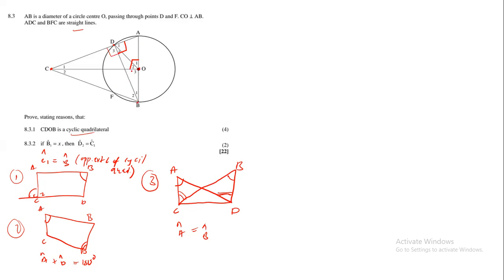Angle O3, I agree, we were told that CO is perpendicular to AB, and we say this is 90 degrees. That means angle O3 is also 90 degrees. Now, when you have a look at this diagram, check your butterflies. This is another butterfly. Let me highlight it so that you can see it.